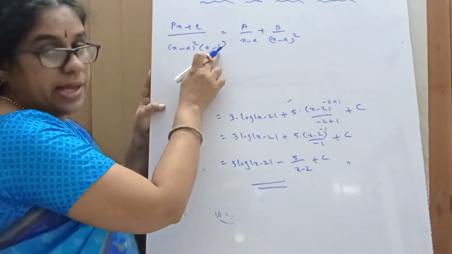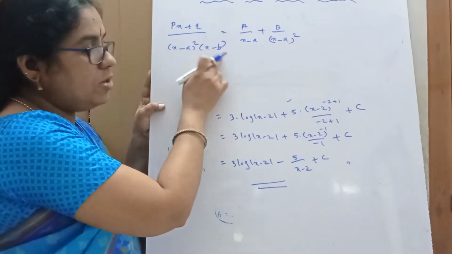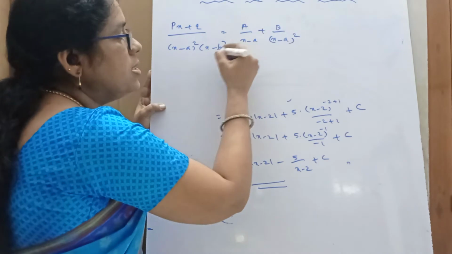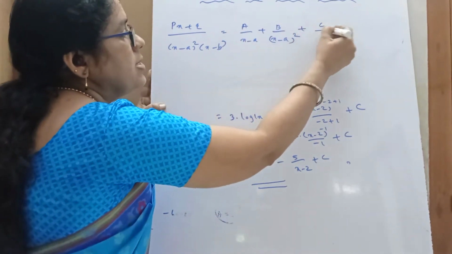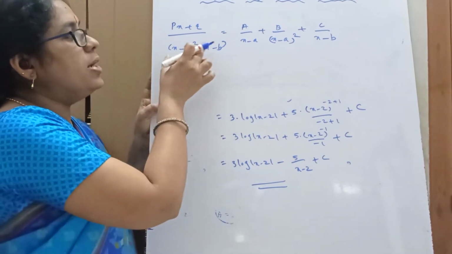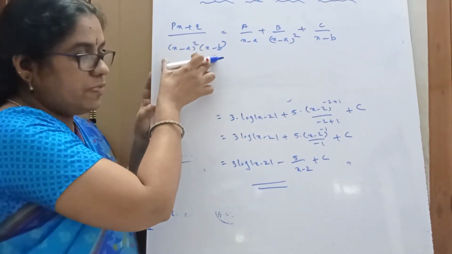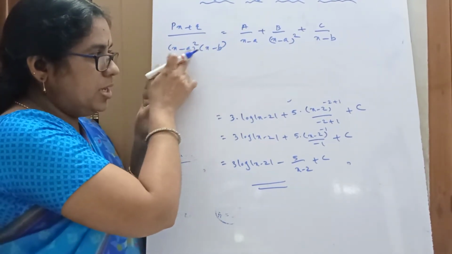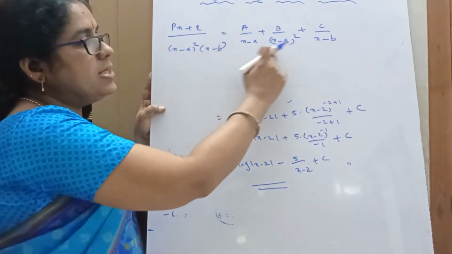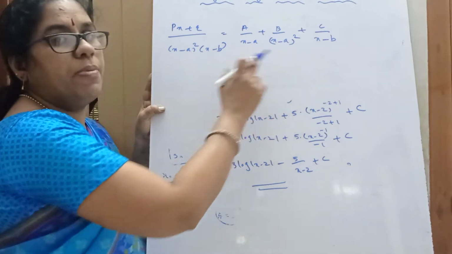And what about the second factor? It is x minus b. They are not equal. Okay, a and b are not equal, so they are different linear factors. For this, we can take another constant c and the partial form is c by x minus b. So if the rational function is of this form, where one factor is repeating and the other is a linear factor different from the first one, this is the partial form of these types of functions.